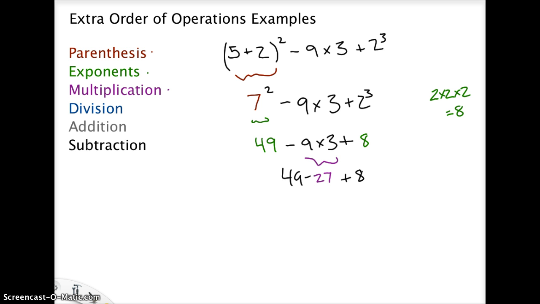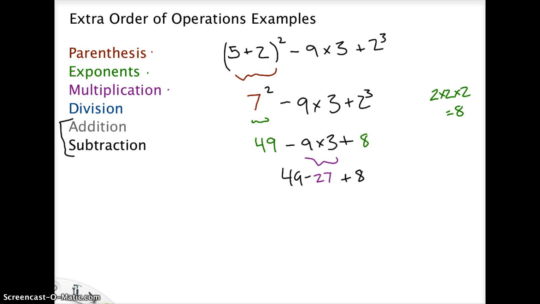And now I'm going to do my addition and subtraction since I don't have any division. And this time, if it's between addition and subtraction, you do whatever comes first between those two. This pen is messing up on me. So I have subtraction first. I don't have any multiplication or division or exponents or parentheses left. All that's left is addition and subtraction. Since I have subtraction first when I'm going left to right, I'll go ahead and do that.